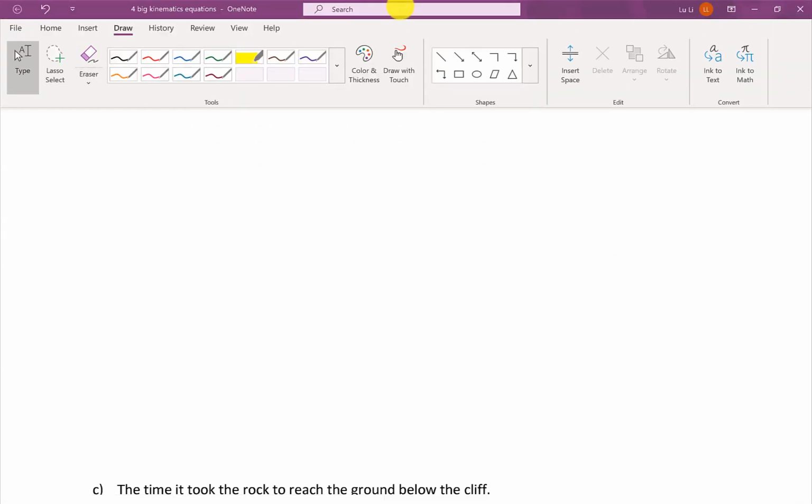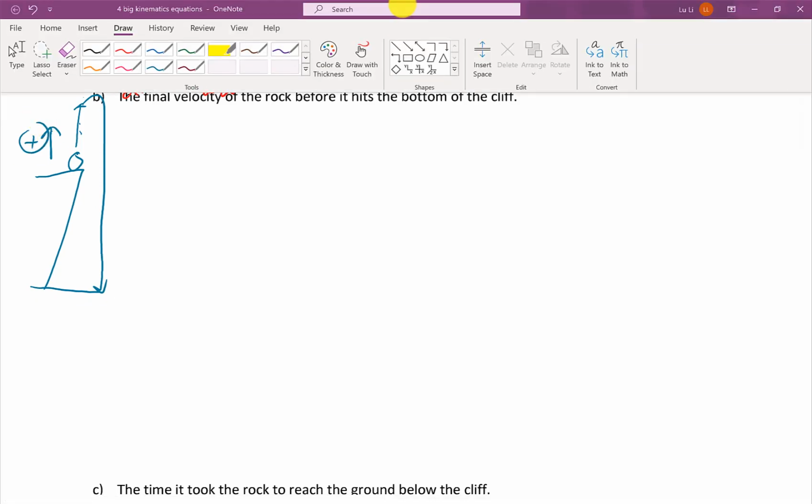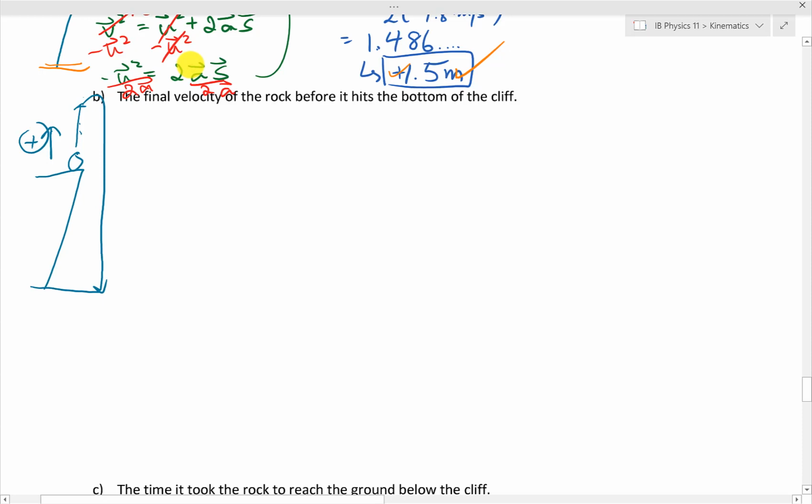Okay, so now we're interested in the bottom, when the rock reaches the bottom of the cliff. So that's going up to the top, and then coming all the way to the bottom. Again, I'm going to label the upwards direction to be positive. I'm going to choose this point here for my initial point, and this point here is my final point of interest, because we are trying to find the final velocity of the rock right before it hits the bottom over here.